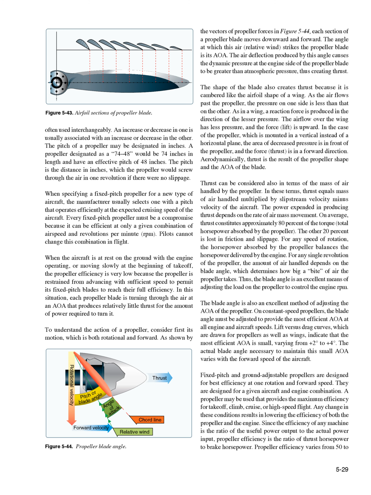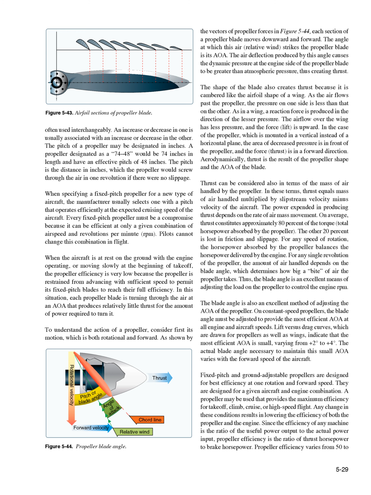In the case of the propeller, which is mounted in a vertical instead of a horizontal plane, the area of decreased pressure is in front of the propeller, and the force, thrust, is in a forward direction. Aerodynamically, thrust is the result of the propeller shape and the AOA of the blade. Thrust can be considered also in terms of the mass of air handled by the propeller. In these terms, thrust equals mass of air handled multiplied by slipstream velocity minus velocity of the aircraft.